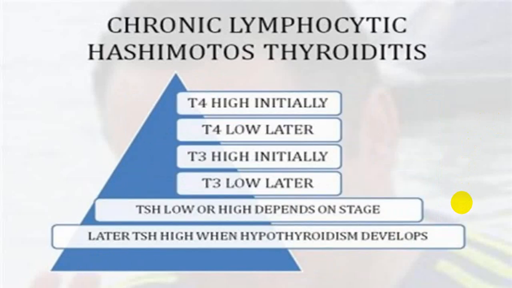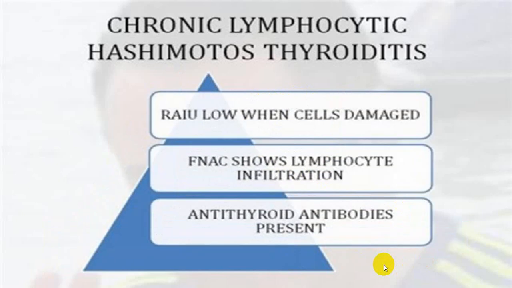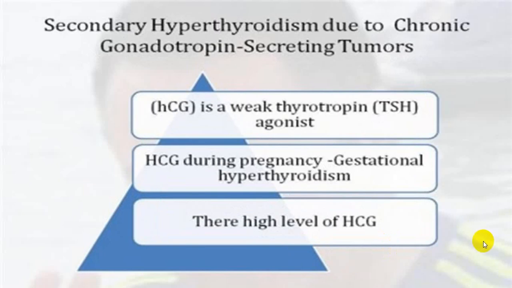I'll skip over this. In Hashimoto's thyroiditis, TPO antibody will become positive and it will be high. And very frequently, initially there is a little hypersecretion, and later on it becomes hyposecretion and the person goes into hypothyroidism. You will get antithyroid antibody positive, radioactive iodine uptake will be low, and FNAC will show a lymphocytic infiltration, and TPO antibody will be strongly positive.